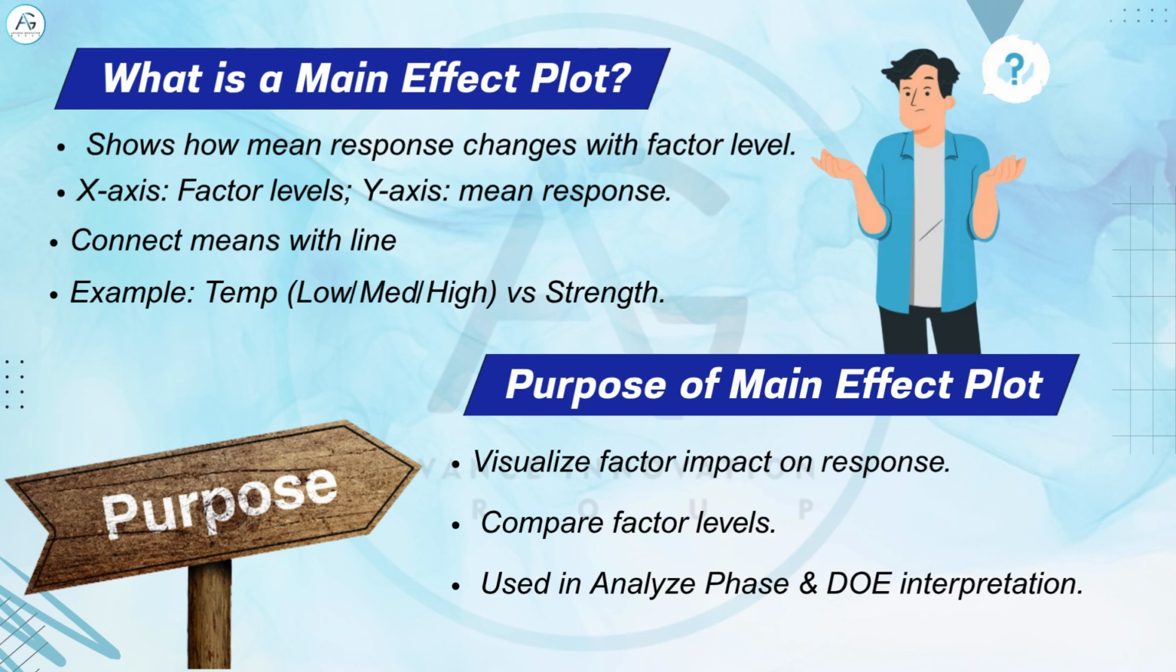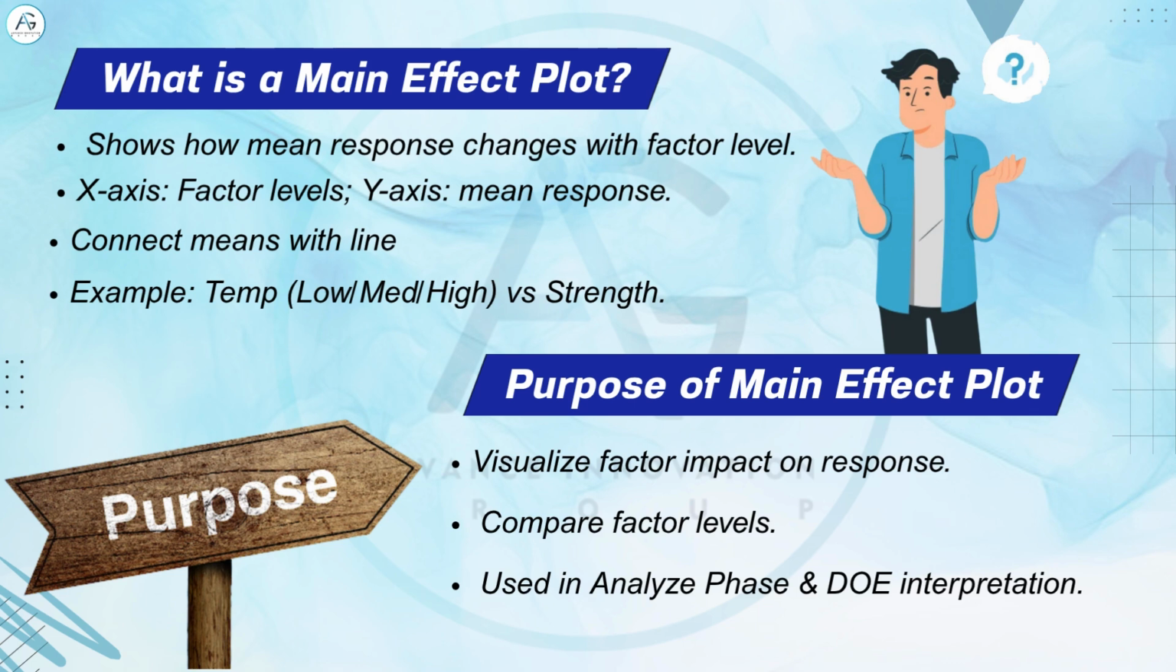On the plot, the x-axis represents the factor levels, like low, medium, and high temperature, while the y-axis shows the average response, such as material strength. The means at each factor level are connected by a line, making it easy to see trends or shifts in the response. For example, if we look at temperature levels, low, medium, and high versus strength, the plot helps us understand how strength changes as temperature varies.